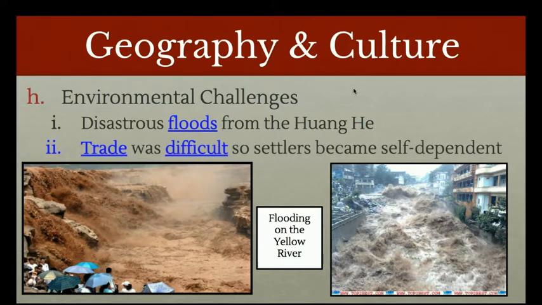The other environmental challenge just about China in general is because they were so locked in due to their geography, it made trade very difficult. So trade was difficult. So the adaptation here is the settlers, the people that lived there, had to become self-dependent, meaning they had to live off of what they had. Again, there's no perfect place on this planet. There's no one place that has everything you need. You learn to basically make do with what you have. That is an adaptation. That's how the Chinese adapted to their geography, is being able to live without necessarily establishing elaborate trade networks.